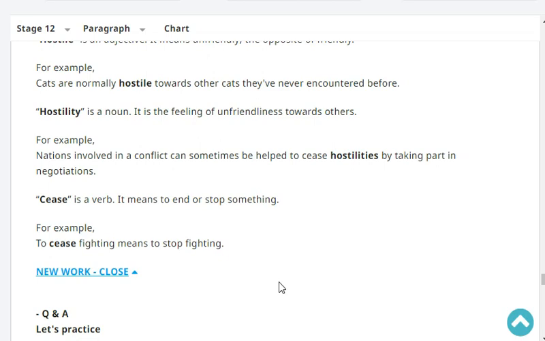Cease. The word cease is a verb. It means to end or stop something. For example, to cease fighting means to stop fighting. Ceasefire means stop firing.